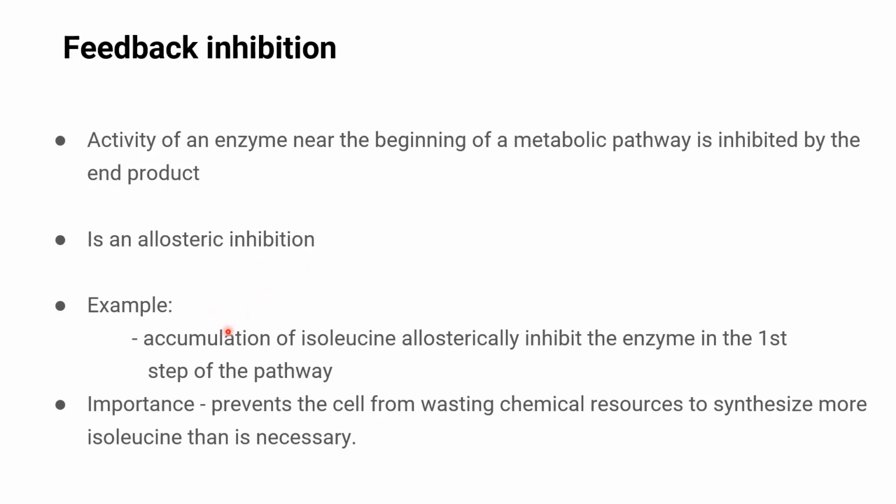An example is the accumulation of isoleucine, which allosterically inhibits the enzyme in the first step of the pathway. What is the importance? It will prevent the cell from wasting chemical resources to synthesize more isoleucine than necessary. So this will avoid wasting chemical resources.